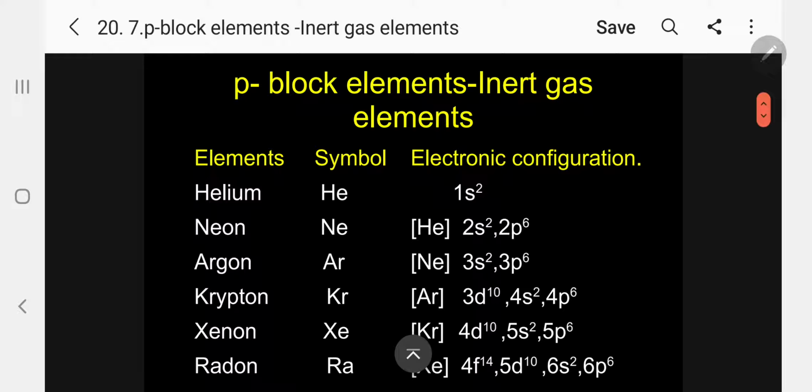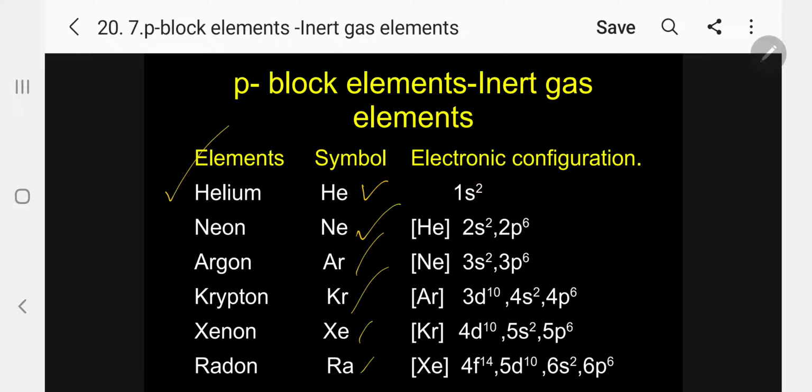So, as usual, I am giving here element, symbol and electronic configuration of the members. Kindly follow. So, what are the members? Let me read first. Helium, neon, argon, krypton, xenon and radon. Symbol, we already gave: He, Ne, Ar, Kr, Xe, Rn.